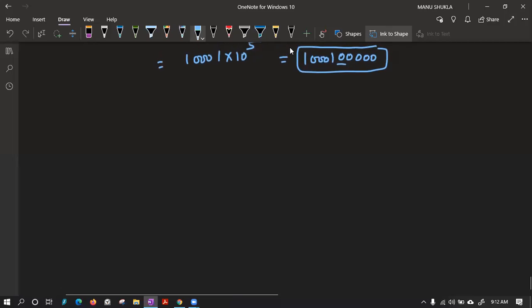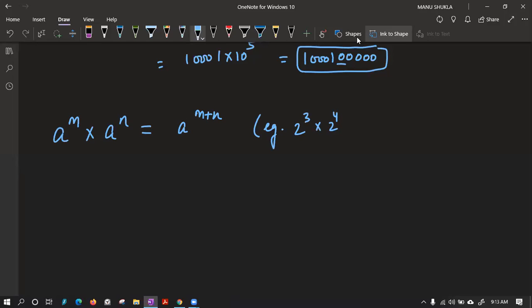Okay, so now let's recall what formulas we have learned. We have seen if the same bases are getting multiplied, tell me class, what will we get? If we have the same base a getting multiplied with powers m and n, what should be the answer? The power adds. The base will remain the same and the powers will add. For example, 2 power 3 into 2 power 4 is equal to 2 power 7.